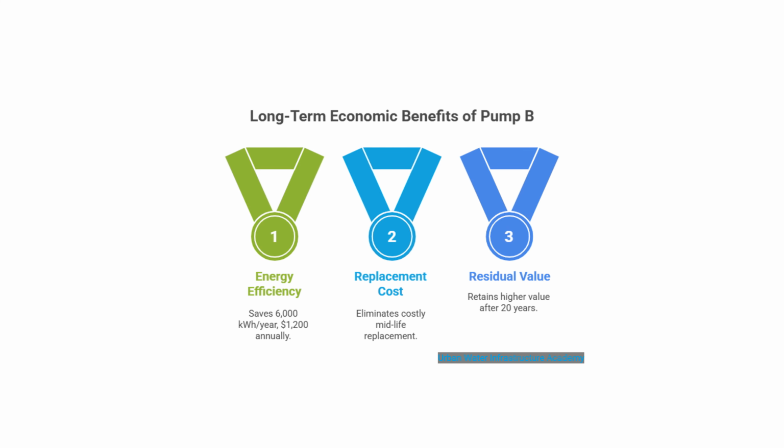Why the costlier pump wins? Three main factors explain the difference. It consumes less energy, saving about 6,000 kilowatts per year or $1,200 annually. It doesn't need a costly mid-life replacement like pump A. It retains a high residual value after 20 years. This clearly demonstrates the cheapest upfront option isn't always the most economical in the long term.